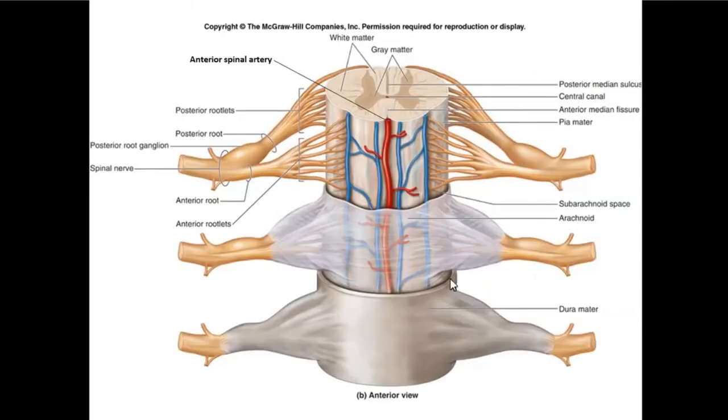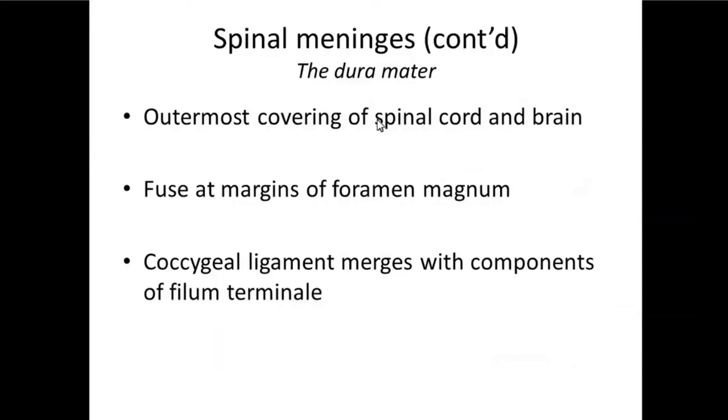And again, here's a diagram showing you the breakdown. Here's the dura mater, here's the arachnoid mater right here, and then you have the pia in intimate contact with the spinal cord. Here's the location of the anterior spinal artery running through that fissure, that groove in the anterior part of the spinal cord.